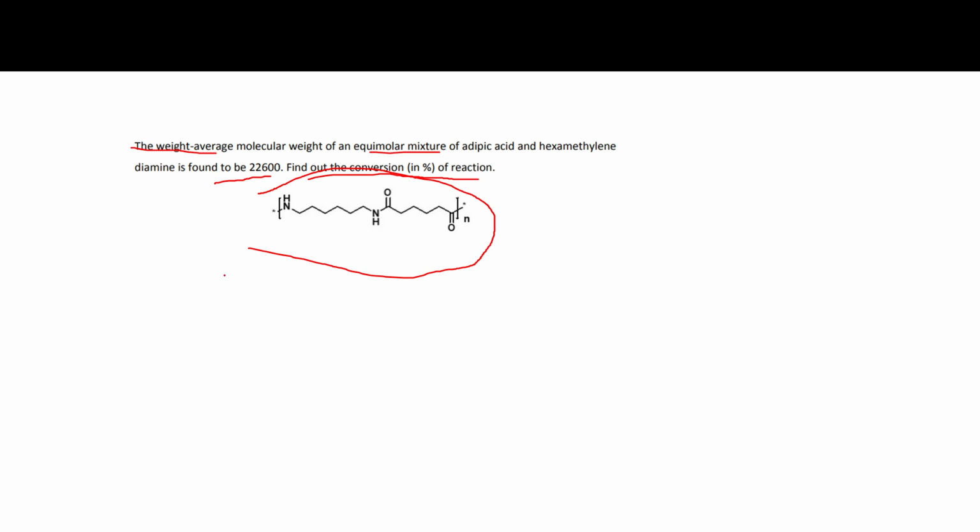And from here, what do we know? We know the molecular weight, 22,600, and also we know the M0 value. How can we know the M0 value? Since we know the M0 value and the molecular weight, we can calculate the degree of polymerization, right?